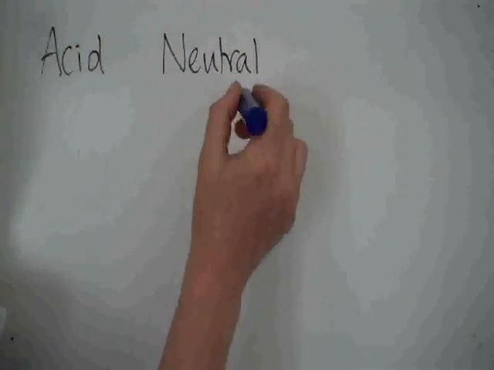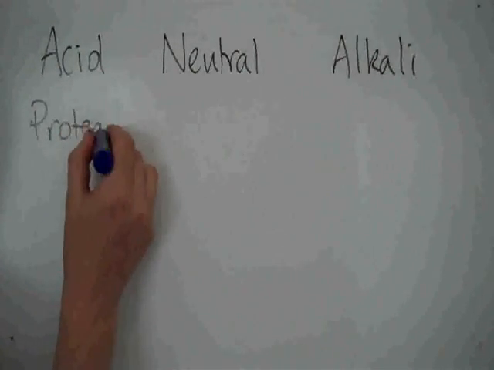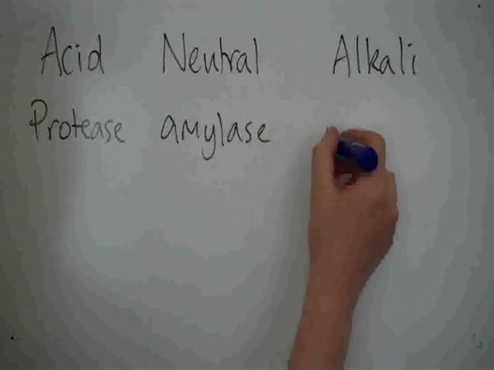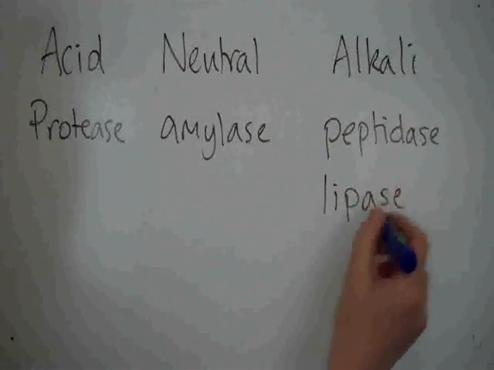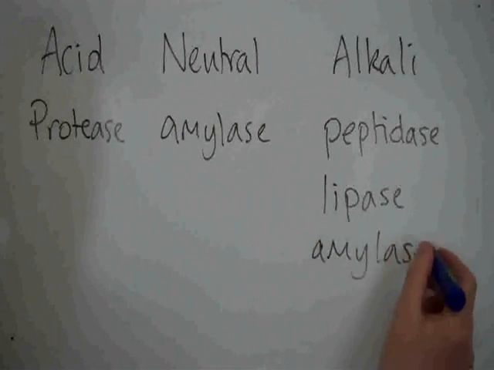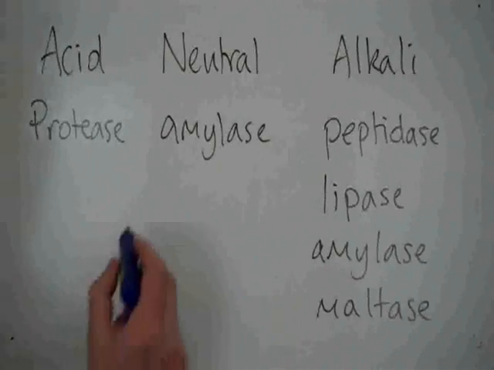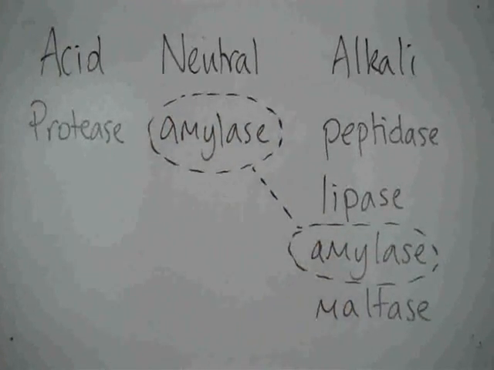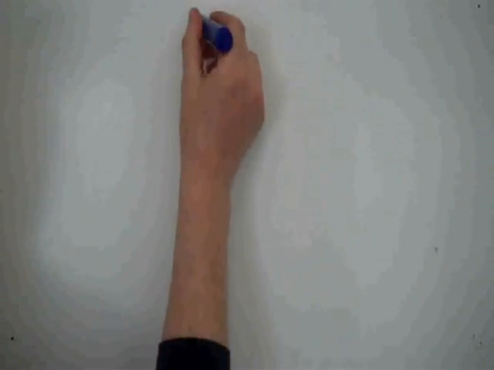Now let's find out which enzymes actually like these conditions. Are there any acid-loving enzymes? Yes, there are. Protease, remember, in your stomach. Amylase, and then peptidase there for alkali, that's good. Or lipase, and amylase, hang on, and maltase. There's a problem here. Can you see it? Can't be both, right? Well, it turns out there are two different types of amylase in your body.